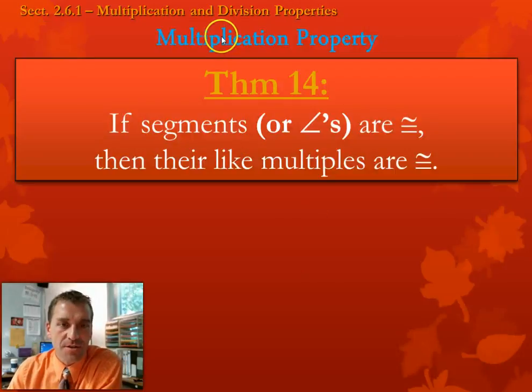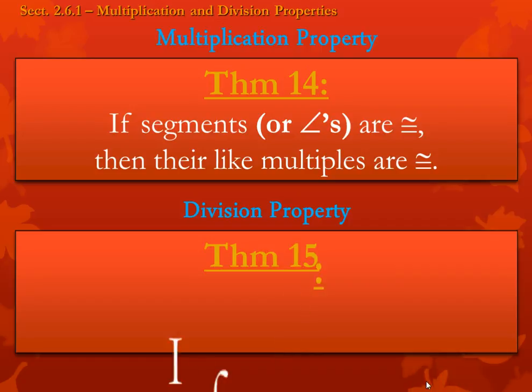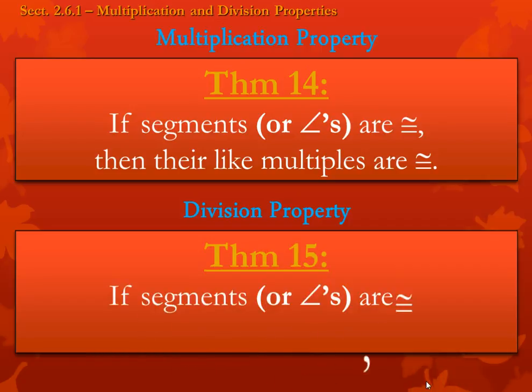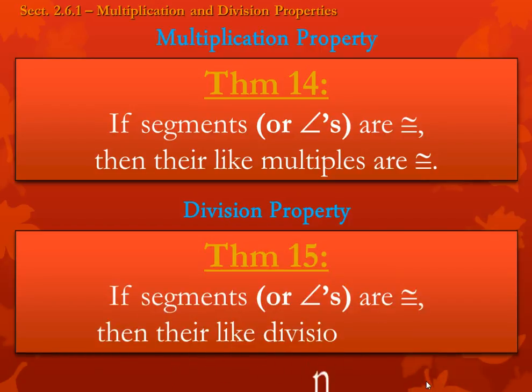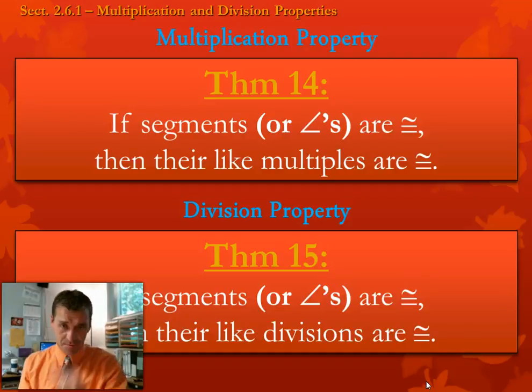Here we go. So there's the multiplication property, and what needs to go in the division property flap is theorem number 15, which says if segments or angles are congruent. So we're starting with bigger things congruent, like the 150 degree angle or the 33 yard segment. We can divide those and chop those up into equal pieces, and those little individual pieces that we're chopping up, their divisions are congruent. That's exactly what the property says, aka theorem 15.